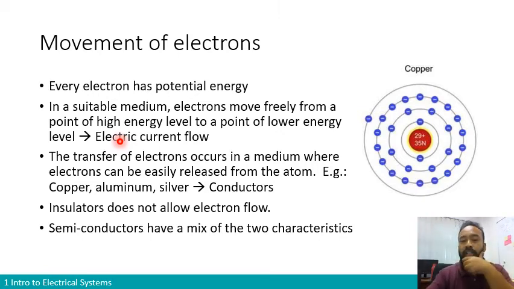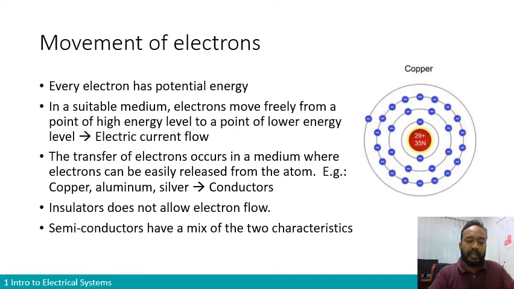So this transfer of electrons occurs in a medium that we call a conductor. Conductors such as copper, aluminum, or silver. And there are, of course, elements on the opposite end that don't allow the flow of electrons. That is what we call insulators. I think you all know about this already from high school physics, right? And there is also another element that we call semiconductors.